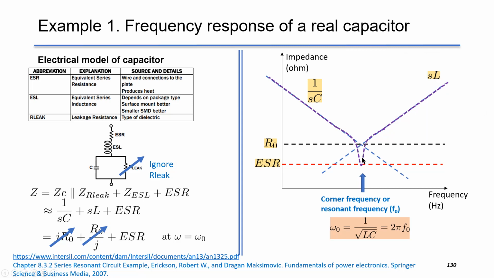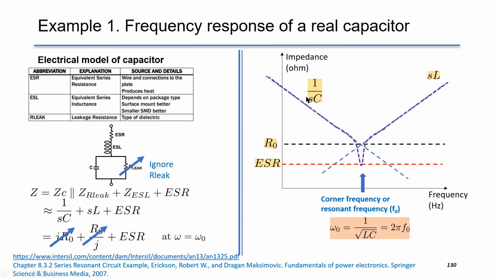So at the corner frequency, the impedance becomes ESR because the capacitor and the inductor impedance are cancelled out by each other, and they have 180-degree difference from each other. So the ESR determines the impedance at frequency F0, which introduces some peaking at the magnitude. Also, R0 is called the characteristic impedance.